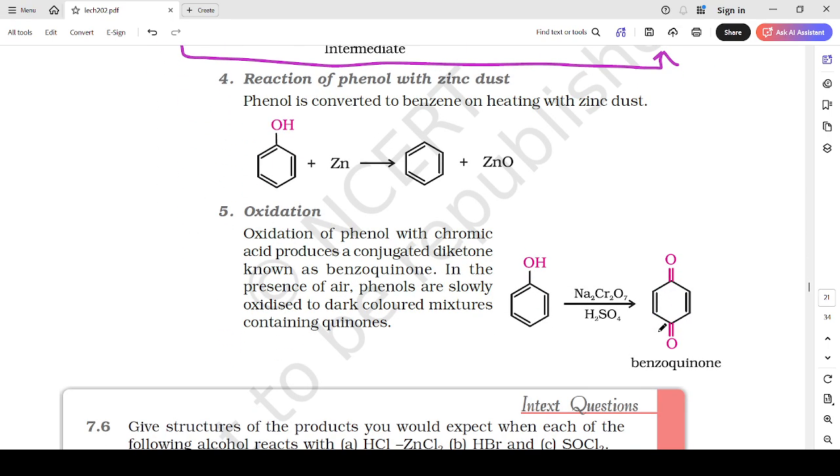Today, let's continue. Reaction of phenol with zinc dust. A very prominent reaction where you can convert phenol into benzene. When you treat phenol with zinc, you can see the zinc is taking this oxygen as zinc oxide and it becomes benzene itself.